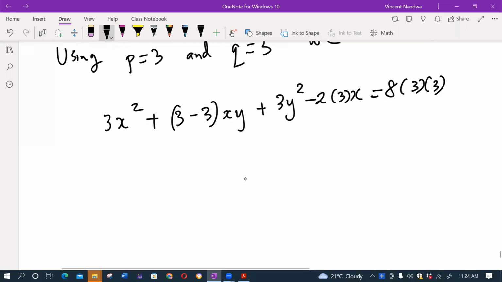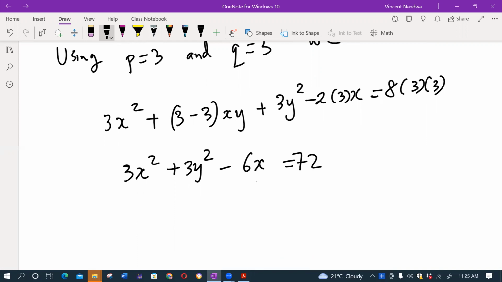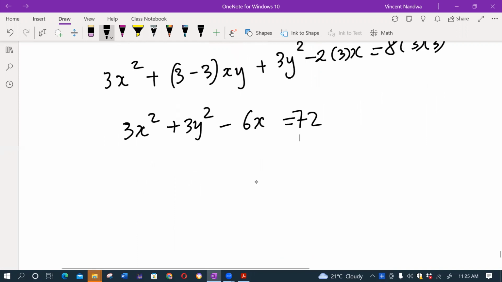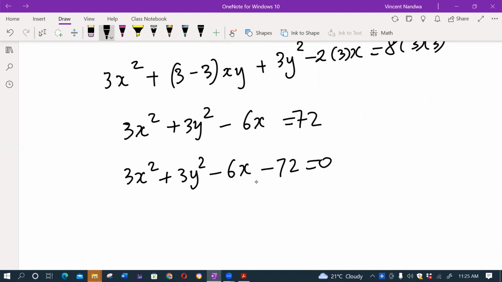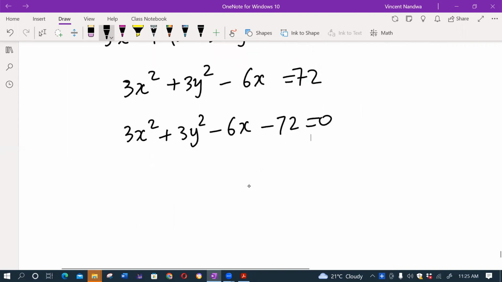So we have 3x squared plus 3y squared minus 6x equals 9 times 8, which is 72. Then bring 72 to the left-hand side. So we have 3x squared plus 3y squared minus 6x minus 72 equals 0. I can divide through by 3 and get x squared plus y squared minus 2x, 3 into 72 is 24, minus 24 equals 0.